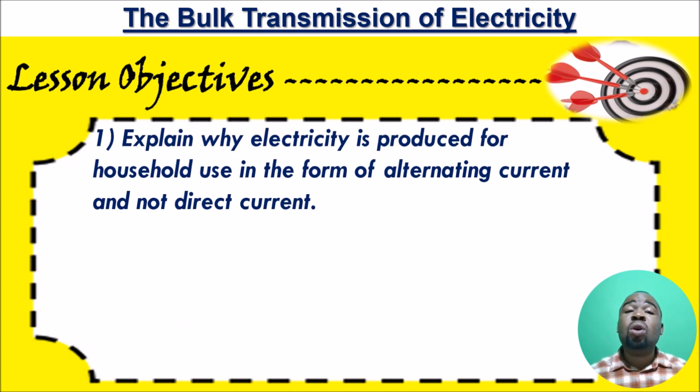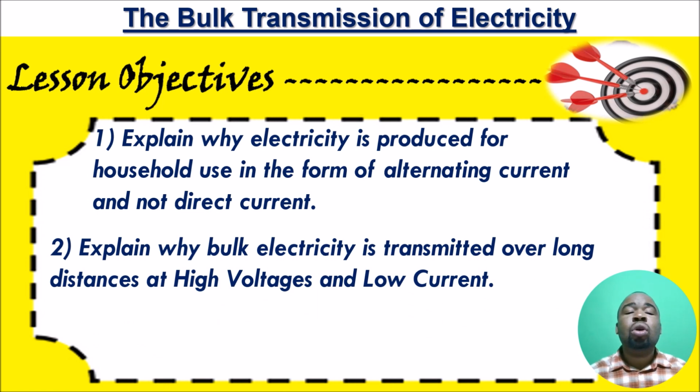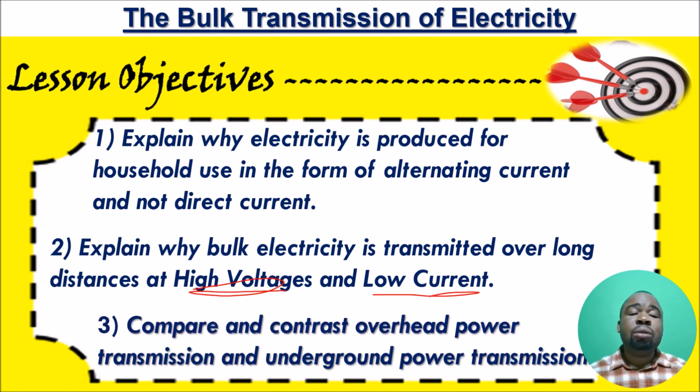The first thing we want to know is, why is electricity produced for household and industrial use in form of alternating current and not direct current? Number 2, we need to explain why bulk electricity is transmitted over long distances at very high voltages and low current. Finally, we should compare and contrast the overhead power transmission to the underground power transmission. Let's quickly get into objective number 1.